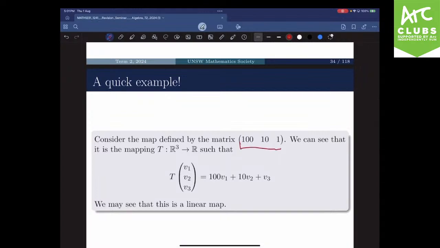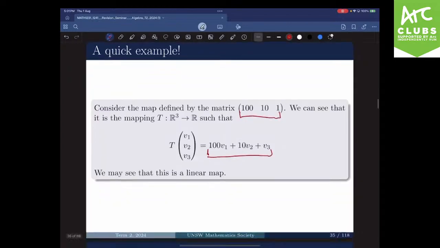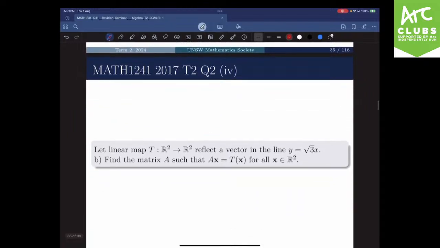We have this matrix here, and we can see that it's also this mapping T, this linear map T, which maps our vectors from R3 to R such that it's just these values. So where does that come in with this question?